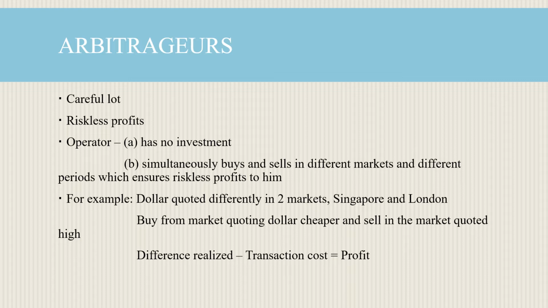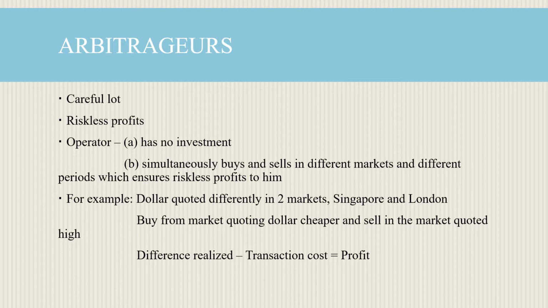So when a large number of arbitrageurs indulge in this activity, that is, purchasing from the market where the dollar is quoted low and selling it in the market where it is quoted high, in the market where the dollar was quoted low, the demand for the dollar increases, thereby pushing up the price. In the same way, in the market where it was priced high, the supply will increase due to the action of these arbitrageurs, and consequently the price will fall.